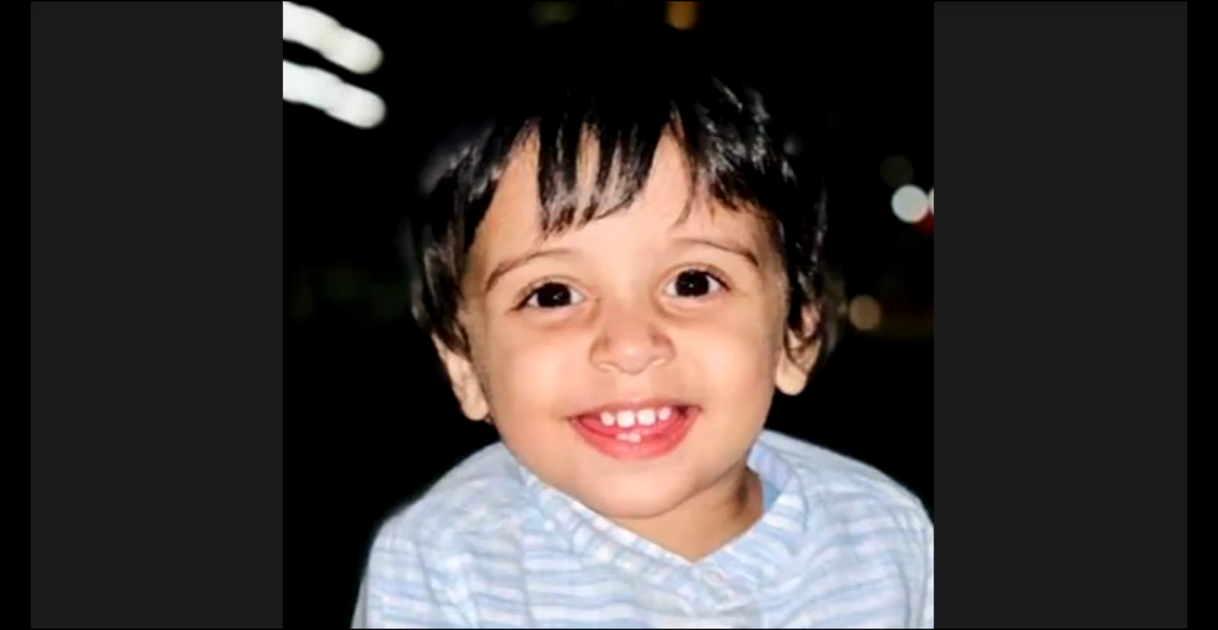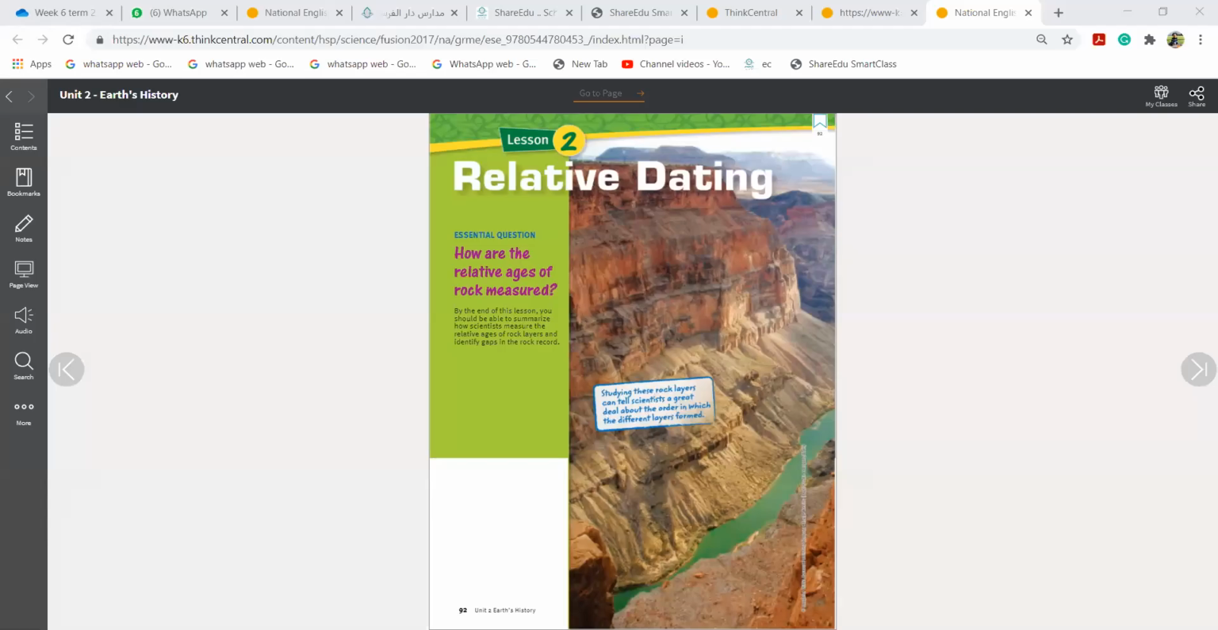Let us begin a new lesson, relative dating, that is lesson number 2. So I just want to ask you, how can one know the age of the rock by looking at the layers? Do you remember last year, I think in the class, did we do anything for fossils or with the clay? Yes, I remember. We put different layers of clay, and I told you something.